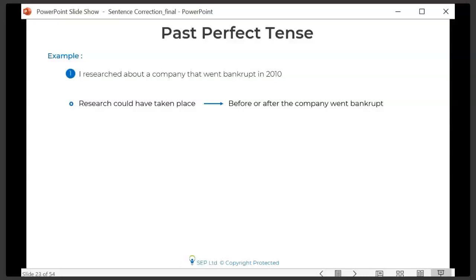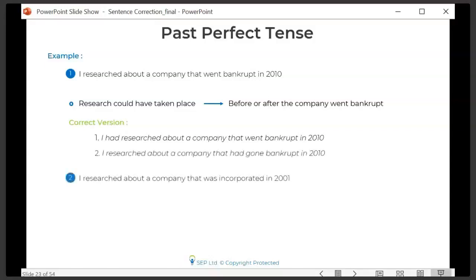Okay, and because this is not cleared by the context, in the context there is nothing to tell you when the research took place, you need to use the past perfect to set the sequence and communicate clear meaning. So the correct version of statement 1 would be, I had researched about a company that went bankrupt in 2010, which means the research took place before 2010, before the bankruptcy.